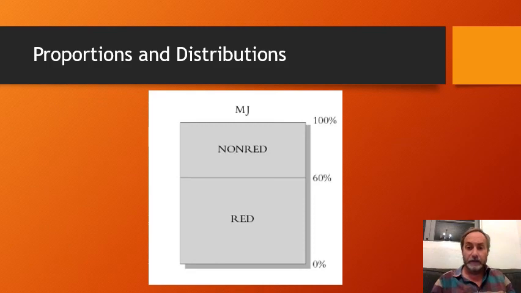So here is a little diagram of our model, our jar of marbles, and there's 100 in there. We see that 60% are red, and we can infer that 40% are non-red.